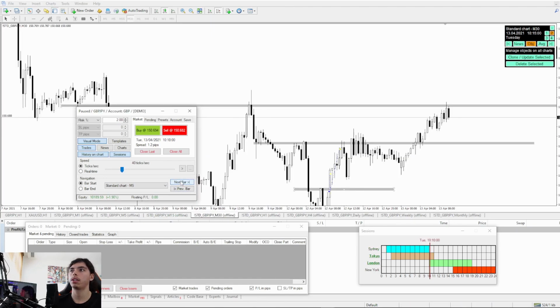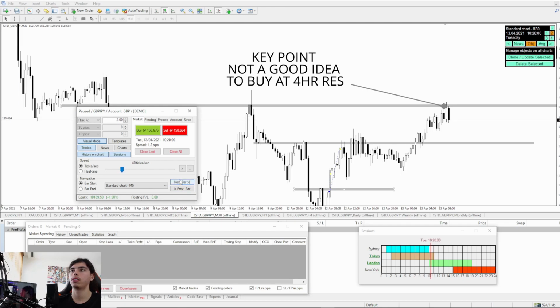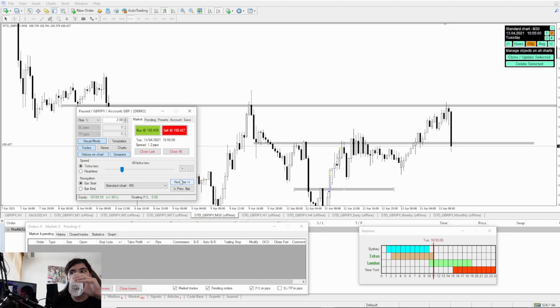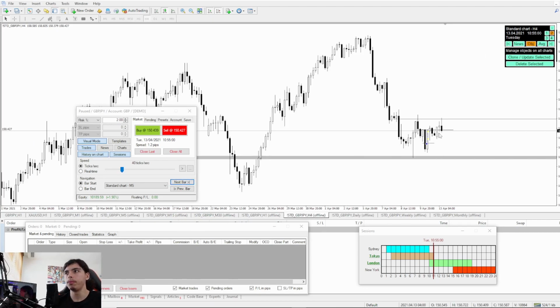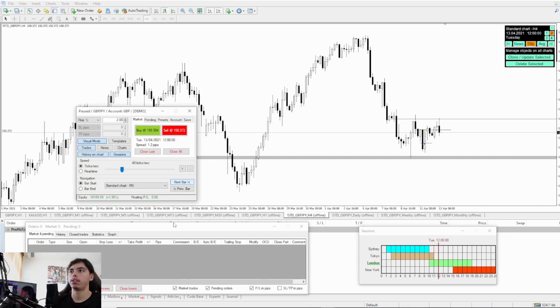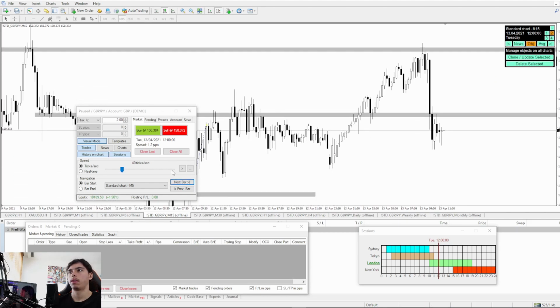So we did get a push up, but we tapped this resistance. No closes above, right? We need a close above. Yeah, and then we start trending down. So I'm not going to sell this. Yeah, I'm not going to sell price. Very difficult to sell price. I'd rather look for some support to take buys, to be honest.